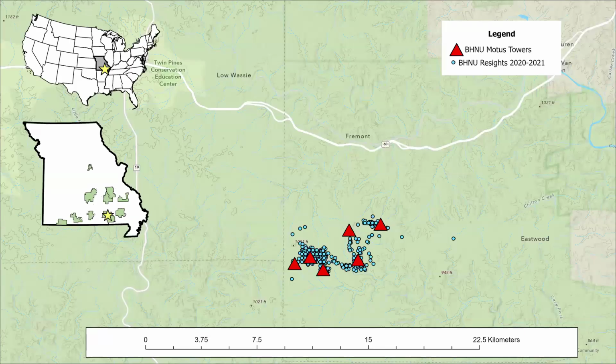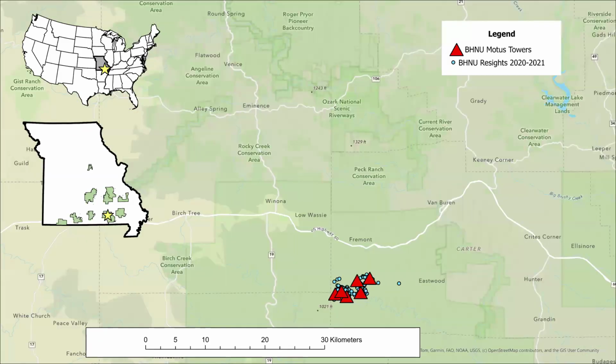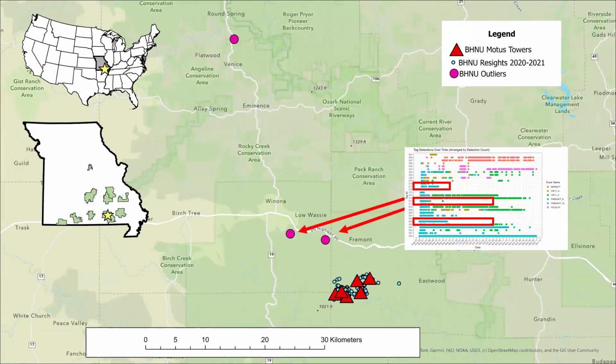Now backing up again to this landscape level view, I wanted to talk about some outliers that we detected not using Motus. If you recall those birds that I highlighted earlier, those are those birds. This western dot is 2 birds, and this one is just 1 bird. But these birds left the detection zone of the Motus towers. So there, of course, are limitations here.